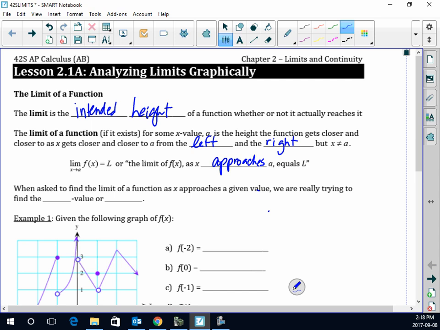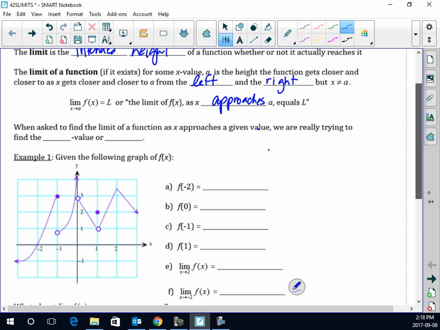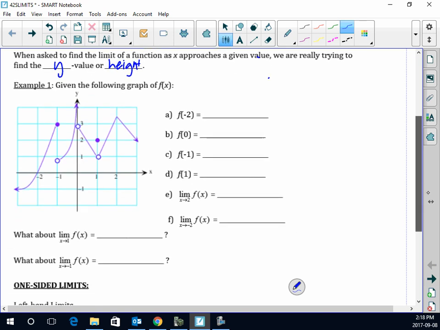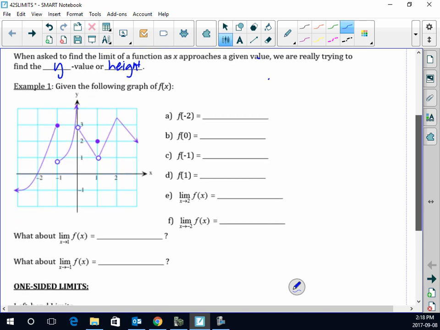So when asked to find the limit of a function as x approaches a given value, we're really trying to find what? The x value or the y value? The y value. The height, right? So just think, equate limits to height. Limits to height, right? Okay, so this might be a little complicated for you to remember, but let's just see. Who can tell me what f of negative 2 is?